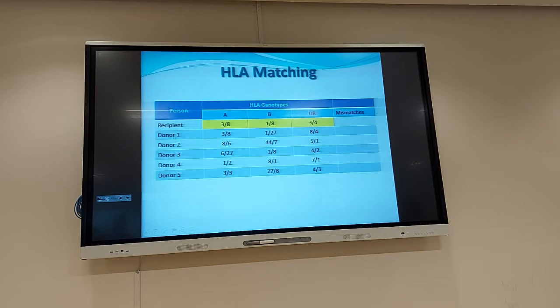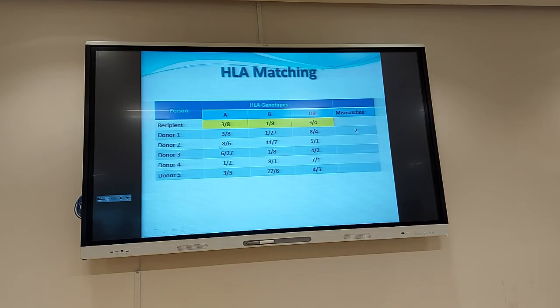So we look at the first case, donor 1. We see that 3/8 and 3/8 here is identical, so there's no difference there. 1 is the same here in class B, but there's a difference there. So that's one mismatch. And then this one here, there's another mismatch between the 8 and the 3, because the 4 is identical. So the conclusion from that is that there are 2 mismatches with donor 1.